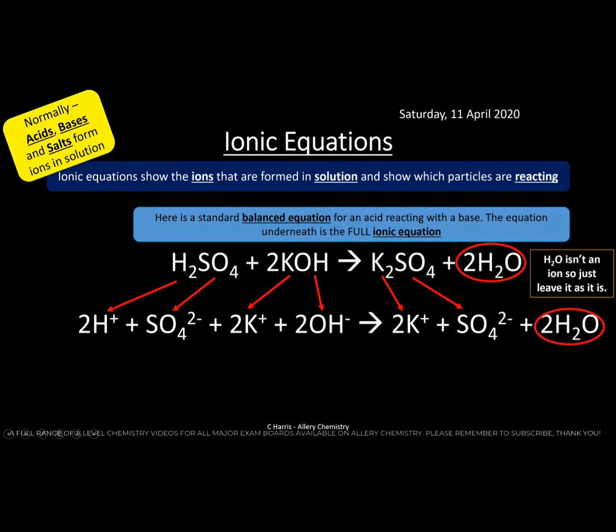So we have 2 K+ and 2 OH−. Potassium sulfate is another one. So K2, because we've got 2 potassiums there, that's 2 K+. And SO4, that's SO4 2−. So you can see that all these charges balance up to form a neutral compound.